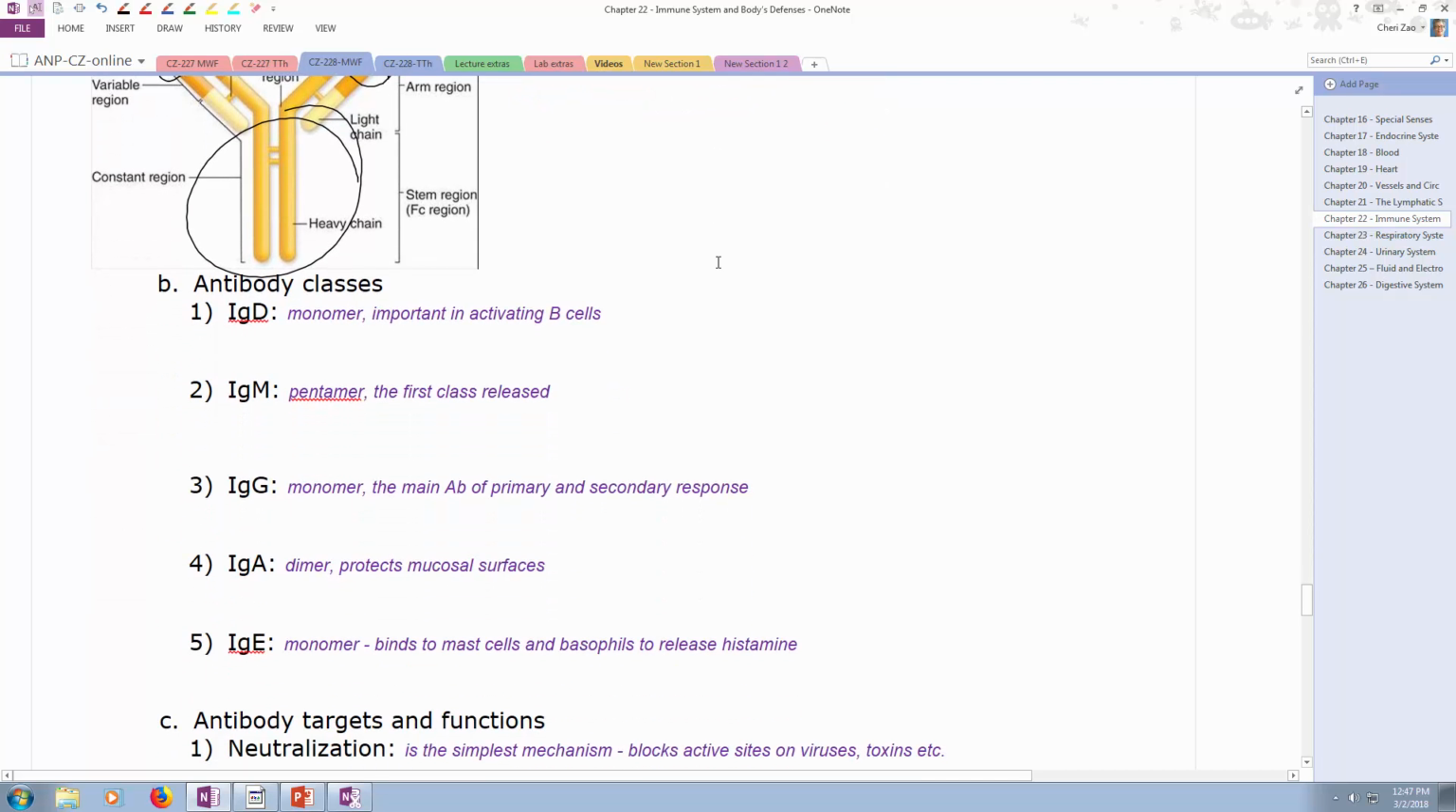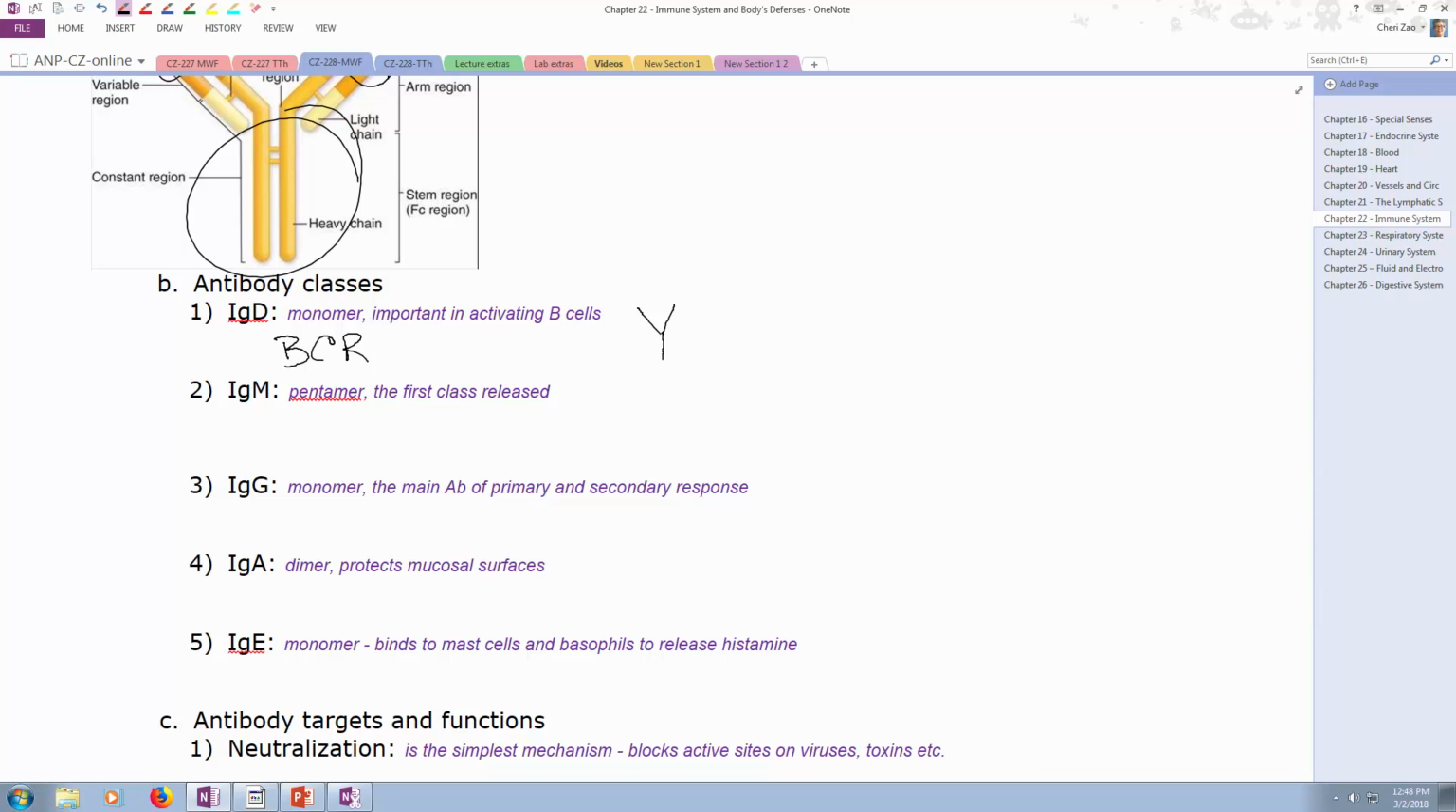Let's take a look at the 5 different antibody classes that we have. We have immunoglobulin, Ig is the shorthand word for immunoglobulin, D. It's a monomer, and it's important in activating B cells. So it's shaped like a Y. Important in activating B cells because it sits on the B cell surface. So these are B cell receptors. IgD is the B cell receptor.